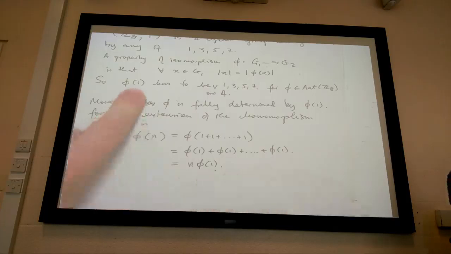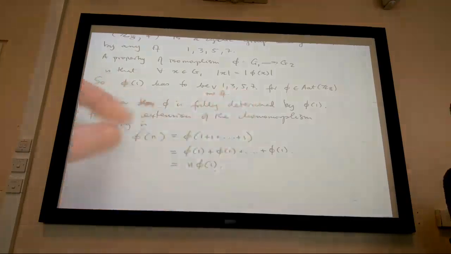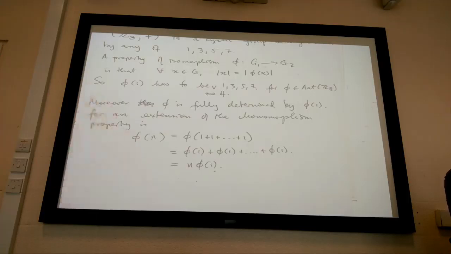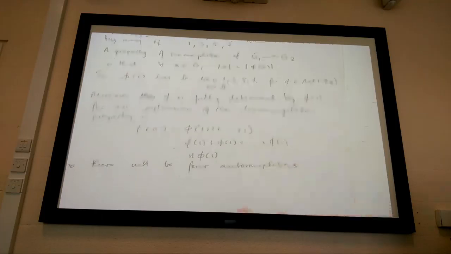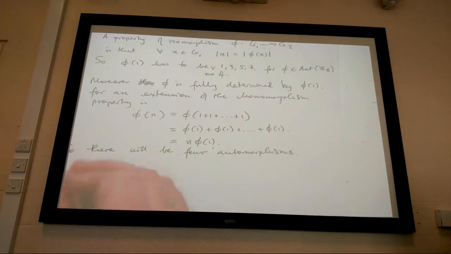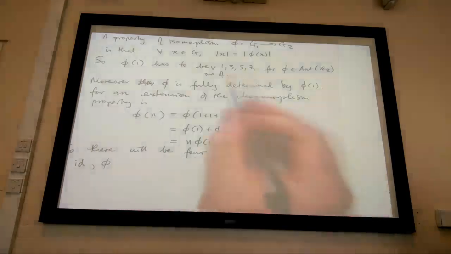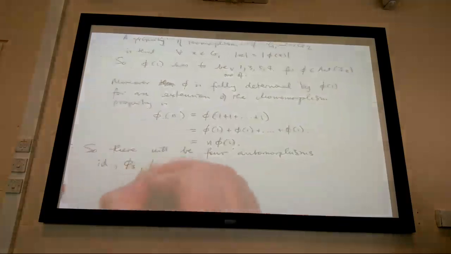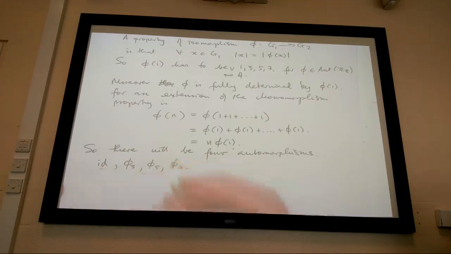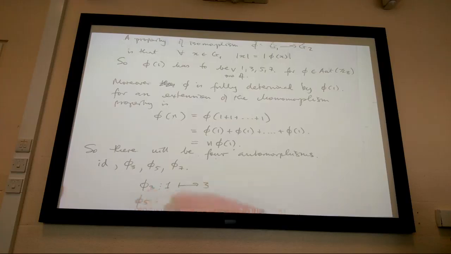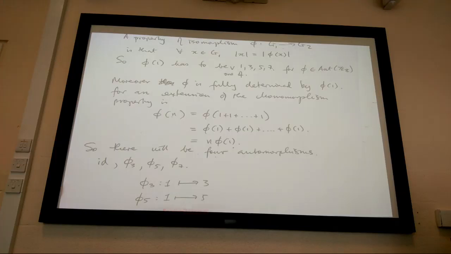So the isomorphism has to send 1 to one of the four generators. And once you've assigned a value to phi of 1, that determines the rest of the isomorphism. So there will be four automorphisms. Let's call them the identity, phi subscript 3, phi subscript 5, phi subscript 7. We know what the identity is. Phi 3 sends 1 to 3. Phi 5 sends 1 to 5. And phi 7 sends 1 to 7.